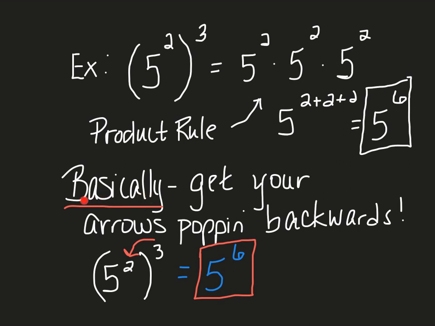But basically, the way this power works is you just get your arrows popping backwards. So you take the outside power and you multiply it by the inside power. I call it backwards, because usually when we do the distributive property, we're going to the right. But get your arrows popping. So multiply the 3 times the 2, write down the base, and 3 times 2 is 6. So there you go. Now, don't get an exact answer unless I tell you. Just leave it as an exponent.